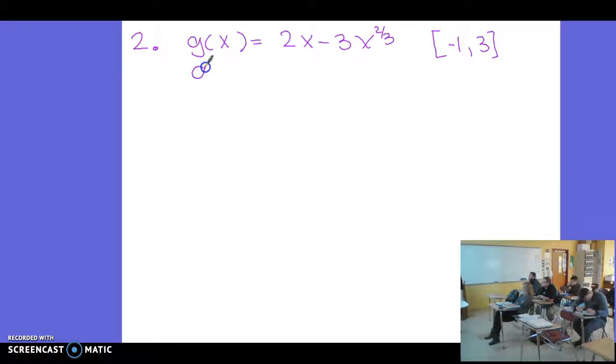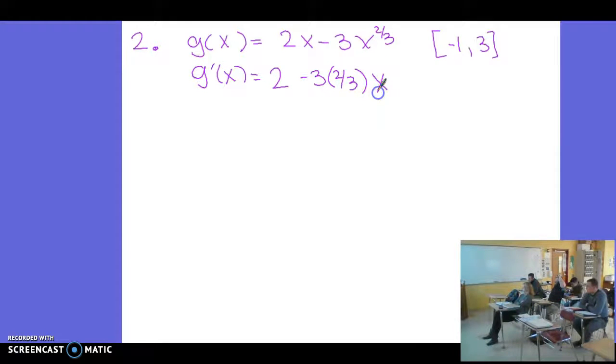So now let's look at g prime of x. The derivative of 2x is 2. The derivative of negative 3x to the 2/3 becomes negative 3 times 2/3 times x to the negative 1/3. Right, because you cancel your 3's. So you get 2 minus 2 over the cube root of x.